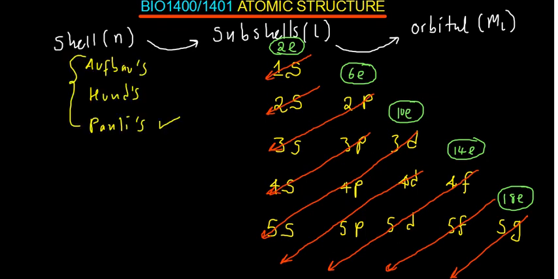Okay, the Pauli's exclusion principle will tell you that for the same orbital, you can only have two electrons, and one should point up, one should point down. That's what Pauli's exclusion principle tells us. And then Hund's rule tells us that for degenerate orbitals, fill them singly before filling them doubly.